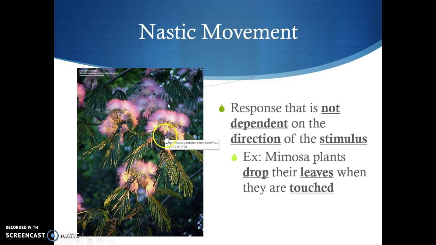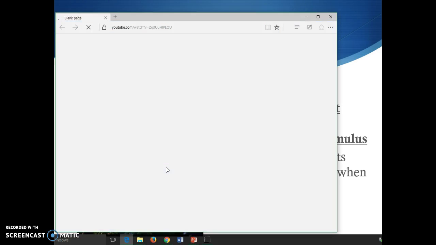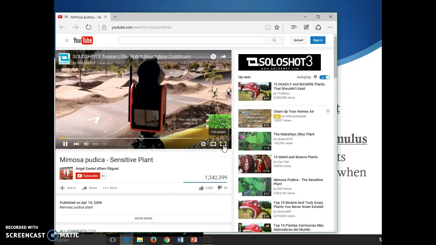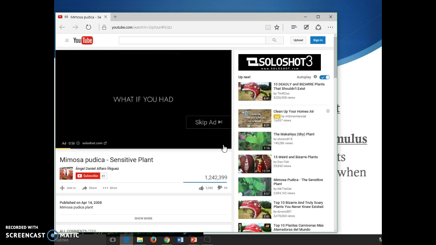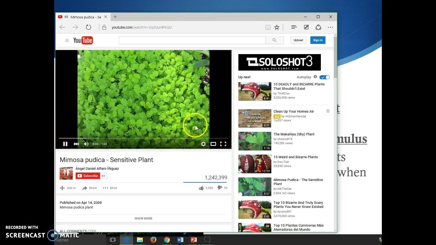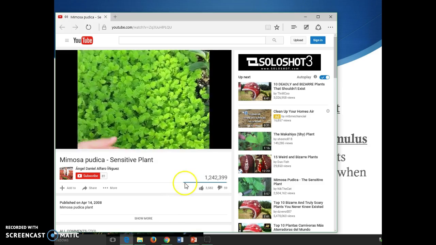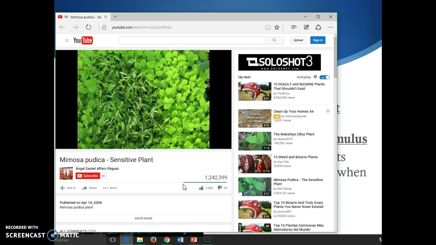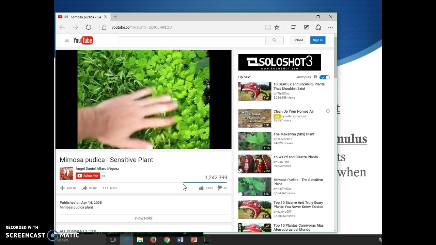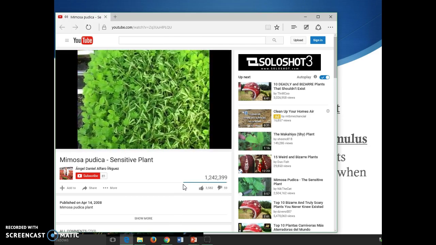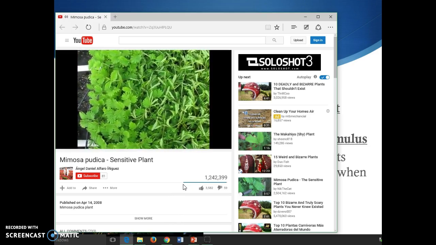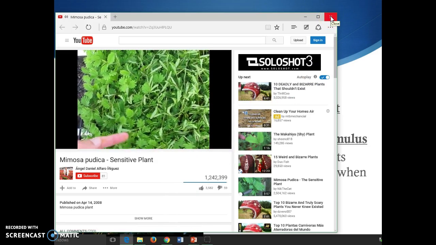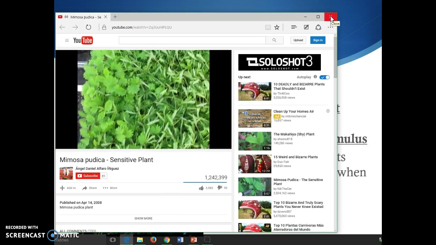And that's what happens here with the mimosa plant. In this video, you're going to see that a person's going to be touching the leaves, and the leaves are going to close in on themselves. Now, this is beneficial for plants that have insects and things on them, so that the predators actually fall off of them. Or a Venus flytrap also does the same thing. So that is nastic movement. Now just imagine your whole afternoon touching those plants. Super fun.